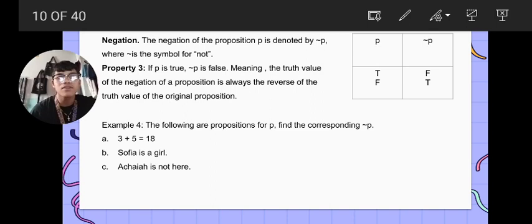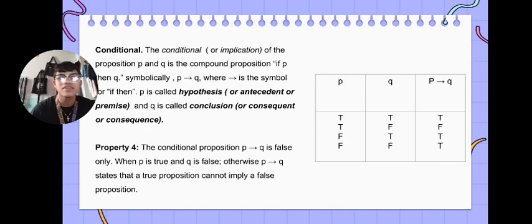Next is the conditional or implication of the propositions P and Q, which is the compound proposition "if P then Q". Symbolically, it is written with an arrow, P → Q. It means that if P, then Q, where P is called the hypothesis or antecedent or premise, and Q is called the conclusion or consequent or consequence.